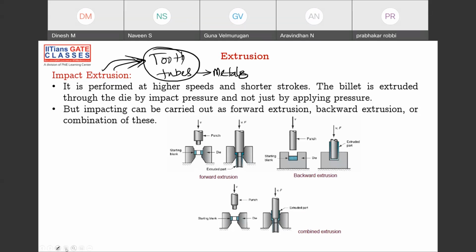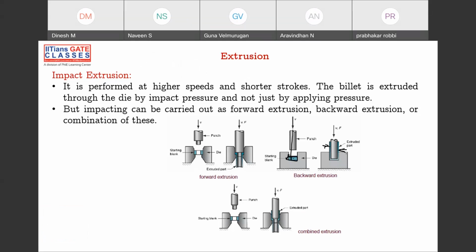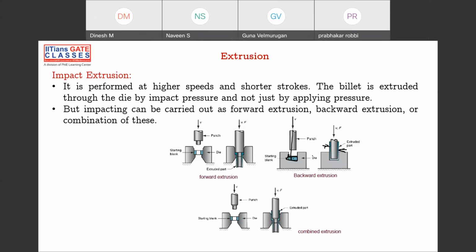So how does the metal come out? You put some lump of metal here, then you apply force. Obviously there is some space here, and through the space the metal comes up, and the tube is formed. This is the diameter, like this. Even some ointment tubes, if you see, are made of metal, and those are manufactured by this impact extrusion.